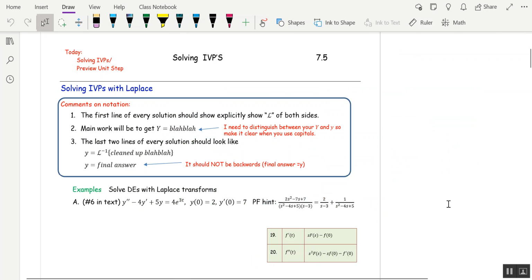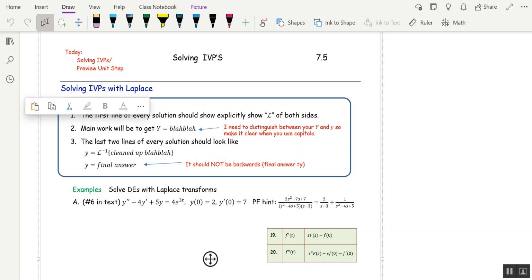A comment on notation as you solve initial value problems with Laplace transforms. The first line of every solution should show you taking L of both sides. Again, that's a courtesy to someone reading your work that that's what you're going to do on the next line. Then you're going to do your main work. There might be many lines of the main work, but the penultimate line should be y equals L inverse of whatever you're going to take the inverse transform of. And your final answer is y equals your final answer.